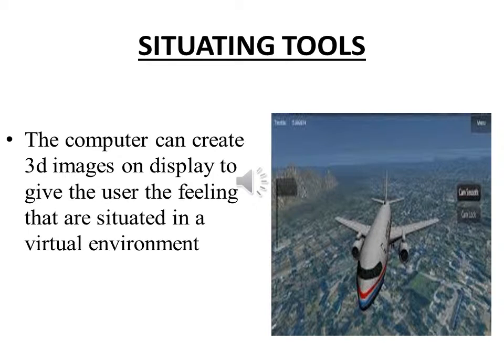Another computer capability is a situating tool. By means of a virtual reality extension system, the computer can create 3D images on display to give the user the feeling that they are situated in a virtual environment. A flight simulation program is an example of a situating tool which places the users in a simulated flying environment.